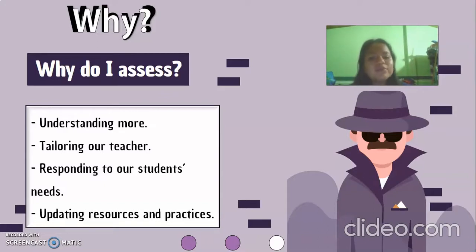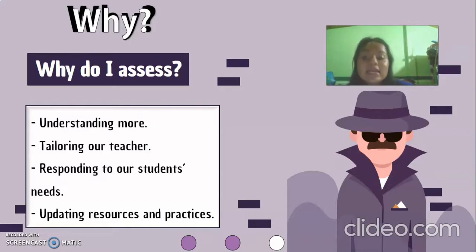Why do I evaluate first? Because I want to understand more. I want to see if my students are reacting well. I want to see how my students are feeling. The second reason that I have included here is because we have to adapt our teaching.